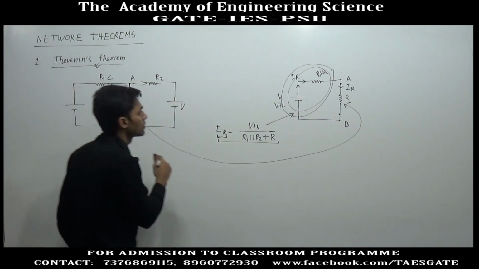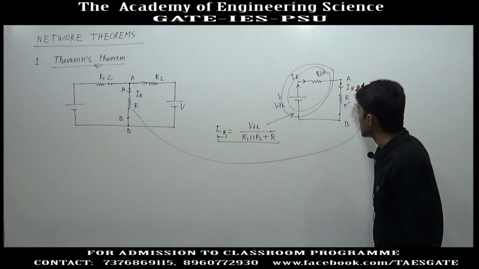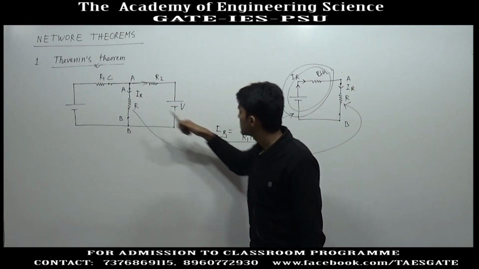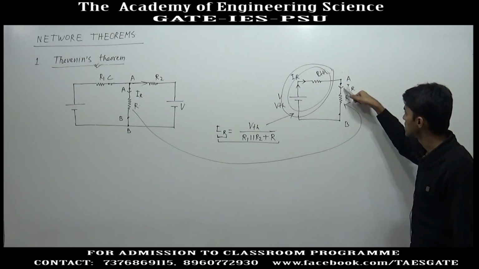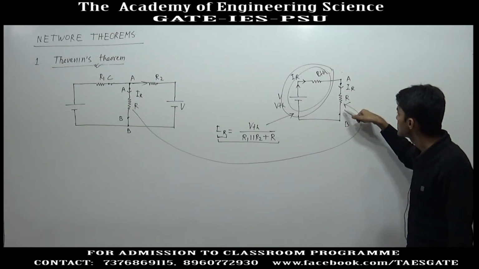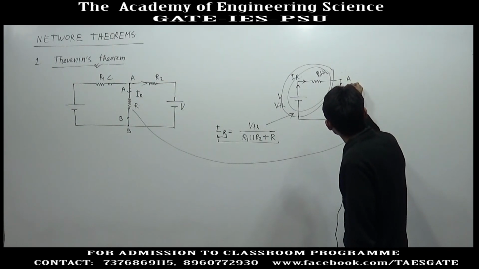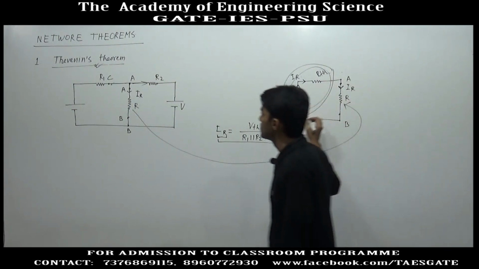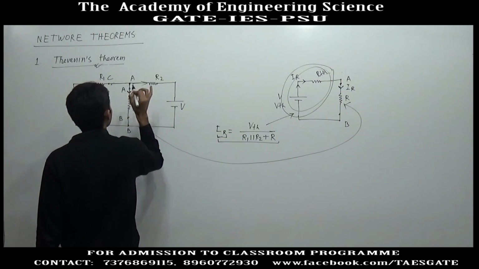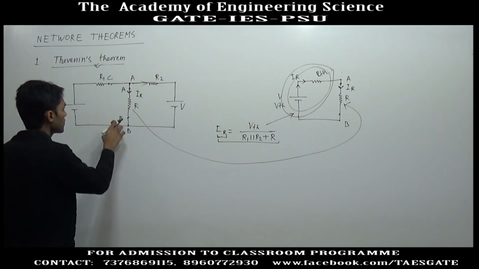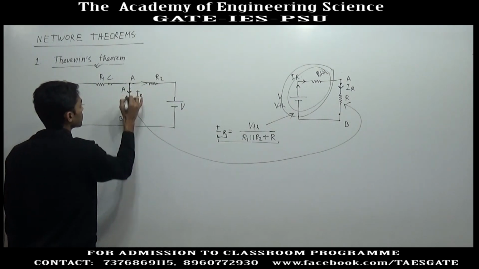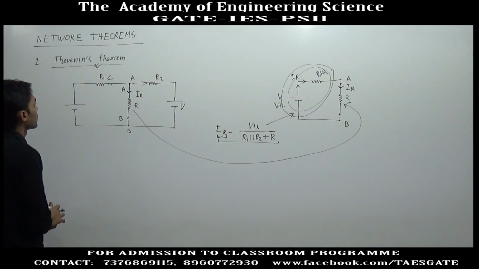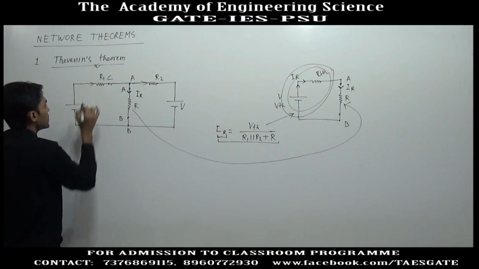But the part of circuit which is inside A and B is the same here. The part of circuit inside A and B is the same here. So, if we calculate IR from this circuit and if IR is flowing here, we can show that IR is flowing here. Now, if IR is known, finding out the current here is very easy.